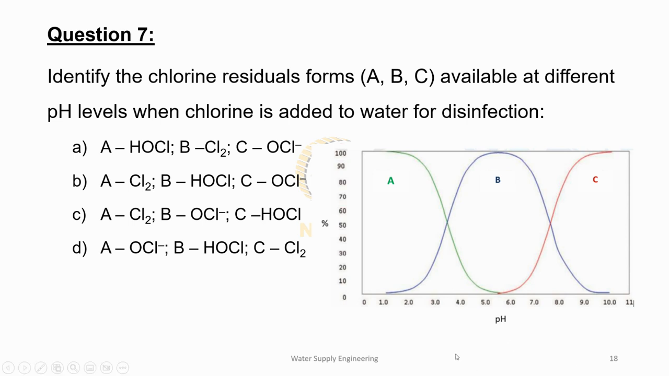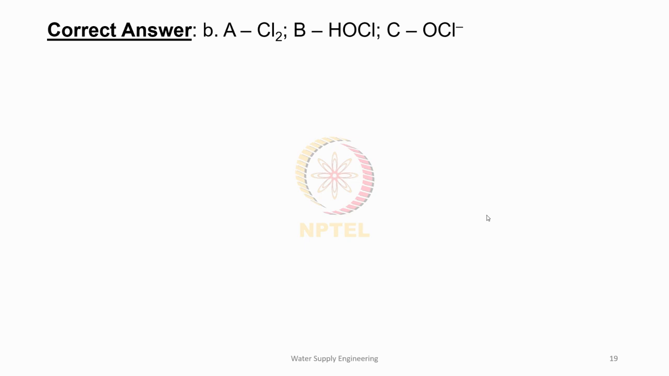So pH is there on the x-axis. As the pH varies, which chlorine residuals will be formed? Okay, the correct answer is option B, that is A chlorine, B HOCl, and C OCl minus.